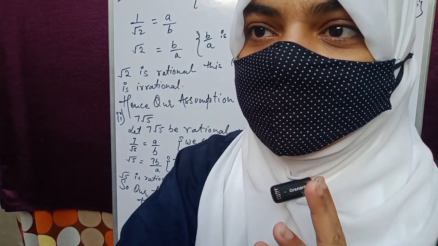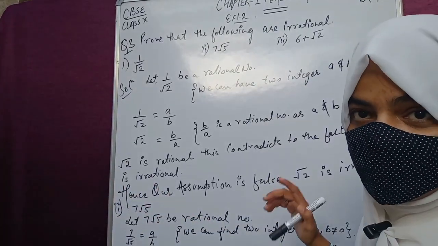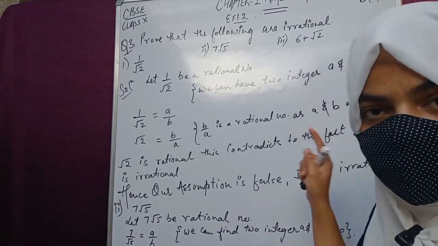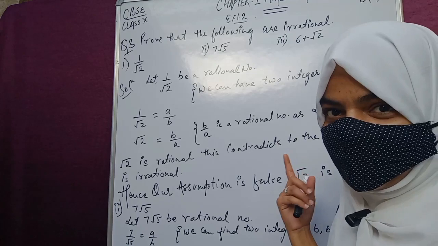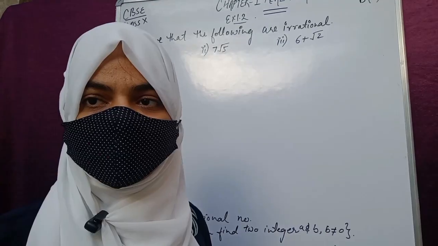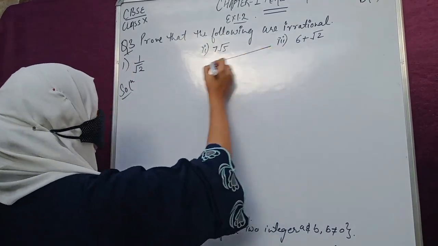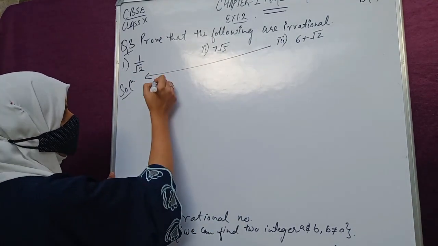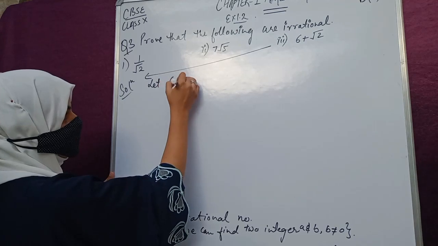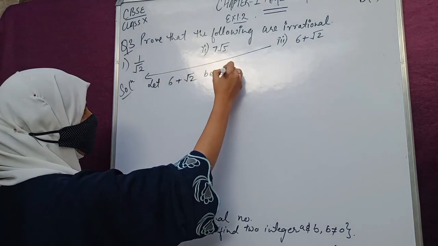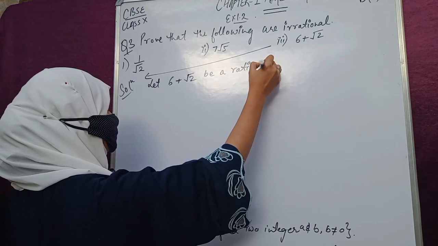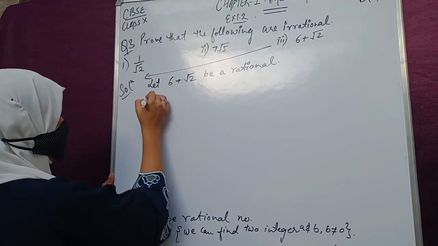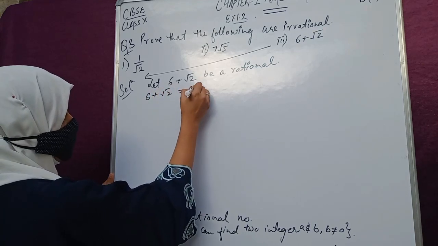Now let's move to the last part of question number 3, that is 6 plus square root 2, and let's have that one. So now we will be doing this third part solution over here. So first what we will do, let 6 plus square root 5 be a rational. For which we can say 6 plus root 2 equals to a upon b.